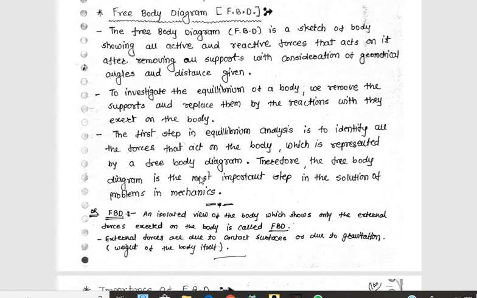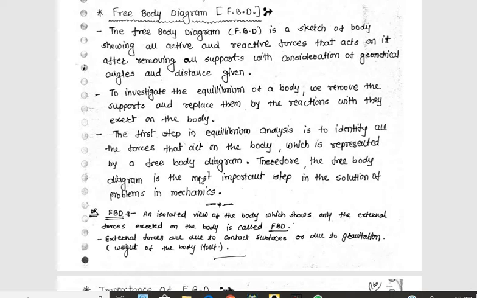Now see what is meant by FBD. The free body diagram, in short written as FBD, is a sketch of a body showing all active and reactive forces that act on it after removing all supports, with consideration of geometrical angles and distances given. To investigate the equilibrium of a body, we remove the supports and replace them by the reactions they exert on the body.